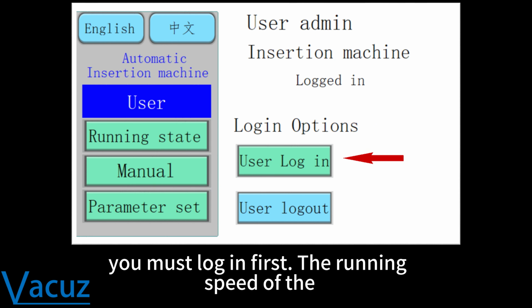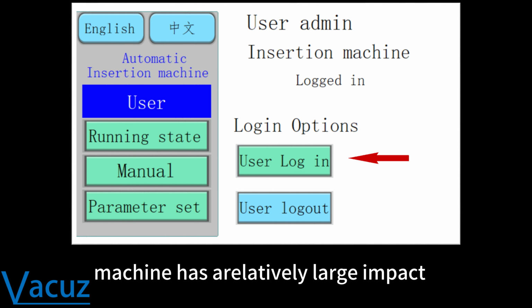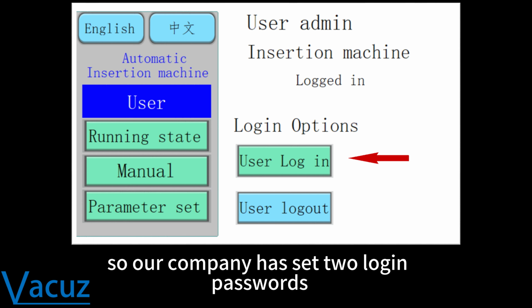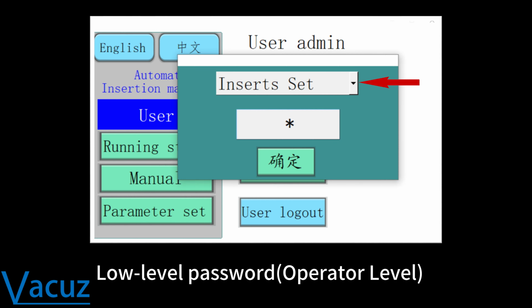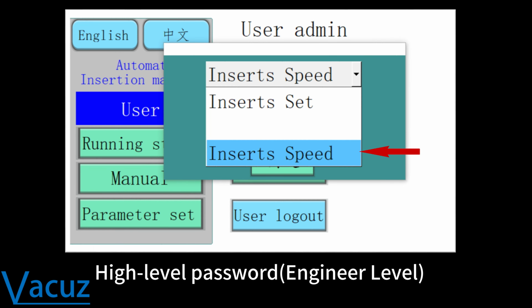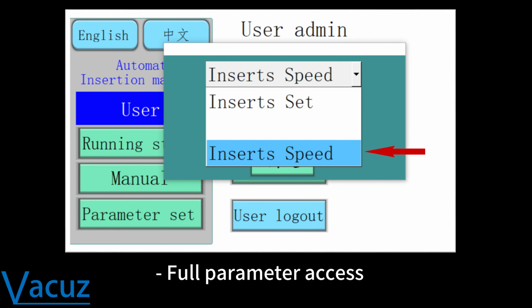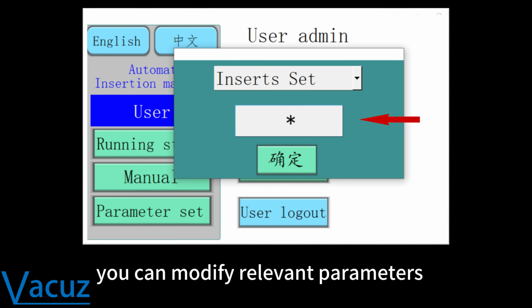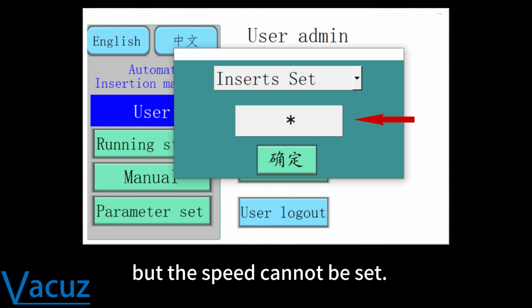The running speed of the machine has a relatively large impact on the service life of the machine, so our company has set 2 login passwords: low-level password, operator level, speed parameter locked; high-level password, engineer level, full parameter access. The low-level access password is 1234. After logging in, you can modify relevant parameters, but the speed cannot be set.